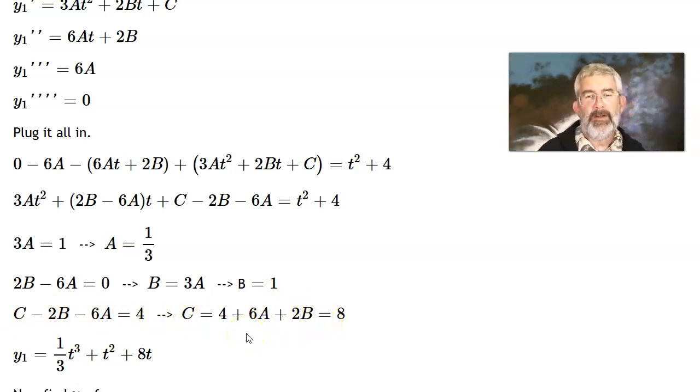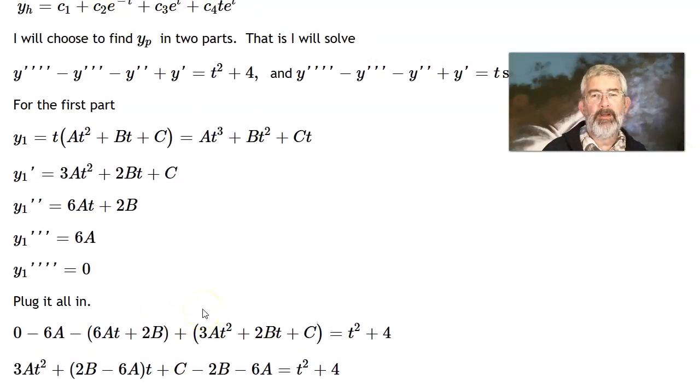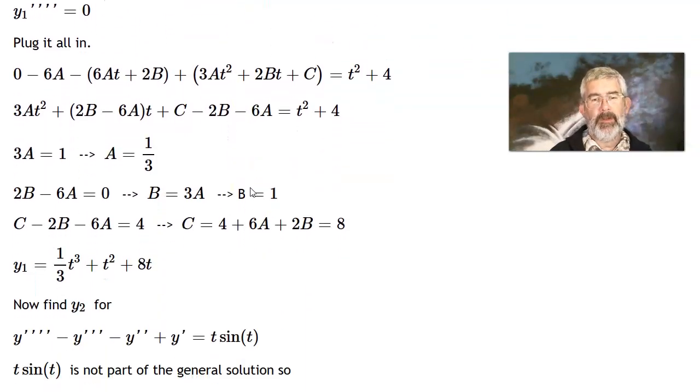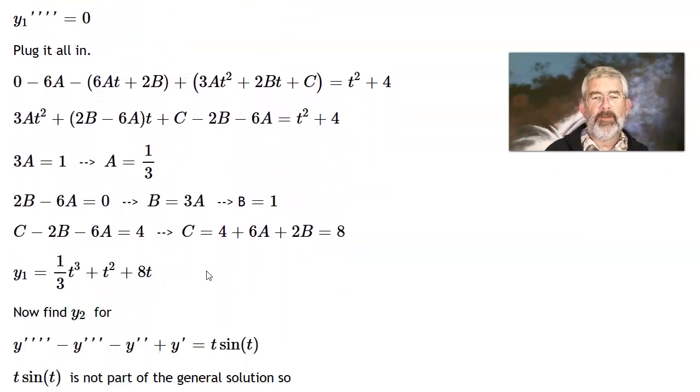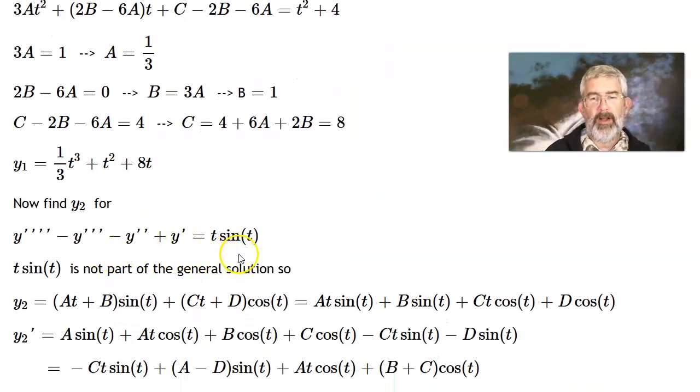So the particular solution that satisfies not the original differential equation, but this partial one, with just the t squared plus 4, would be 1/3 t cubed plus t squared plus 8t. Now we're going to find y2, which will be a solution for this part, so the same left-hand side, but just this.